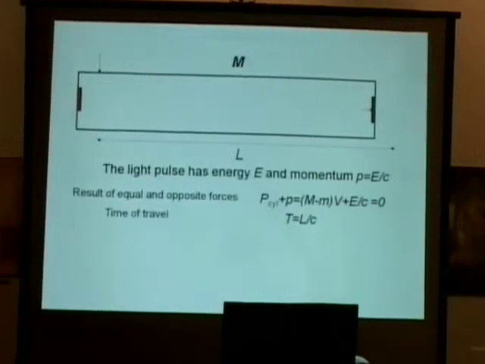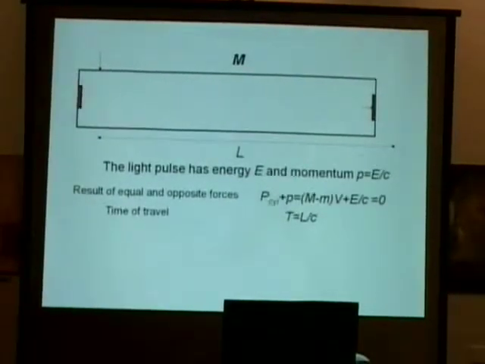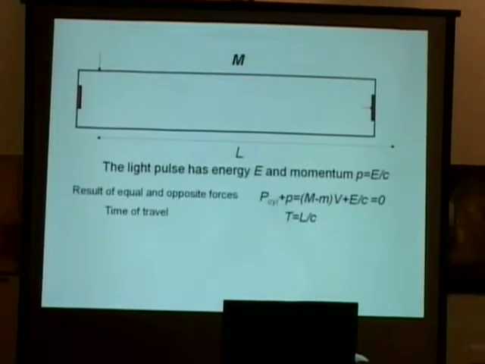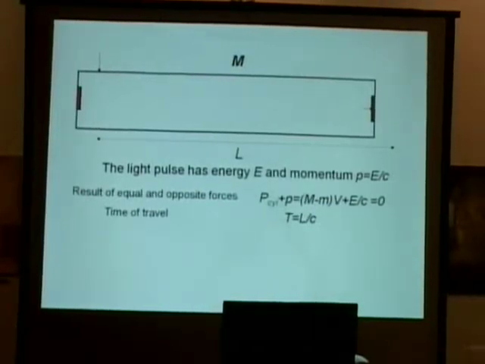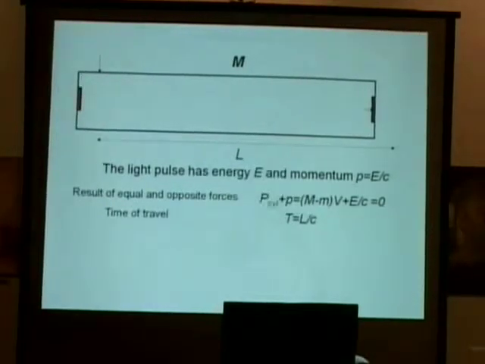How long did it take? Well, the time is pretty clear. The velocity of light is always c in vacuum, and so that time is just the length of the cylinder divided by the velocity of light.